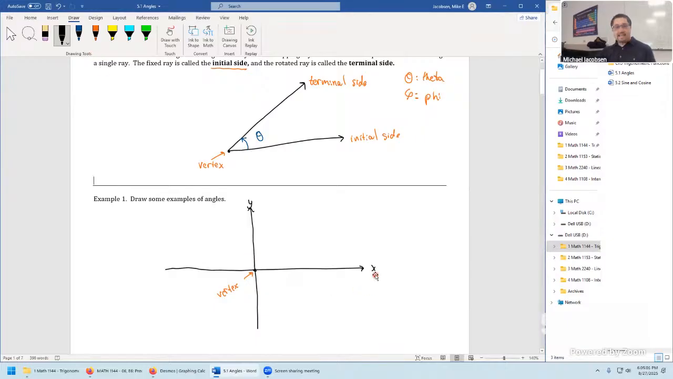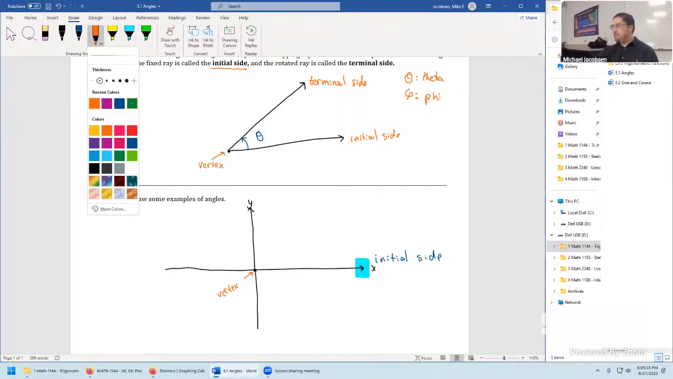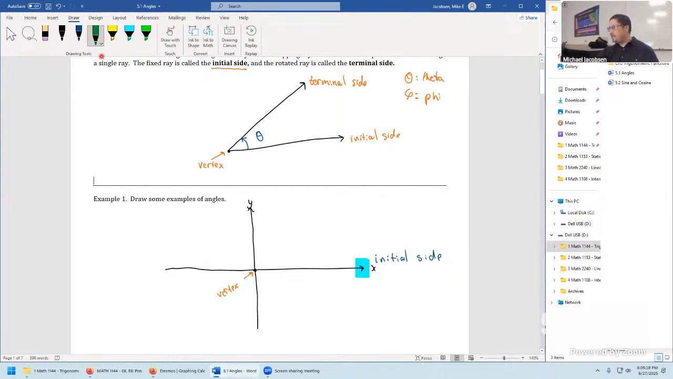I'm going to let the x-axis be the initial side, going along with the definition we peeked at. So going this way, this is the initial side. And let's draw some angles, maybe one in green for the terminal side. If I have an angle that goes about like this, we could call this angle theta. It's still going in the same counterclockwise direction, which is curious. There's going to be a reason for that later on in the notes.